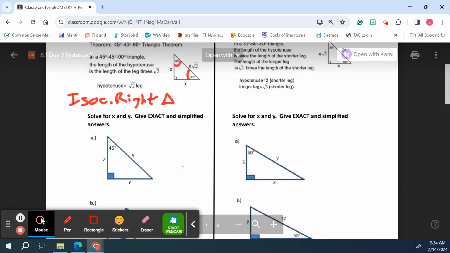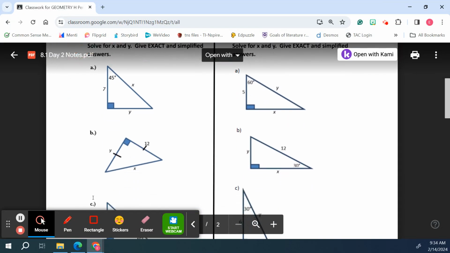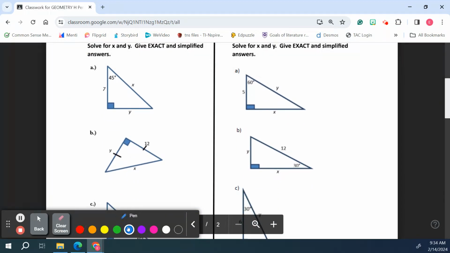So we're going to apply the rule for these first two. If we take a look, this leg is 7, this is 45. There's only 45 degrees left, so we know this side is 45 as well. So if this leg is 7, what is this other leg going to be? Holly, what's it going to be? 7. And that makes the hypotenuse what, Lucy?